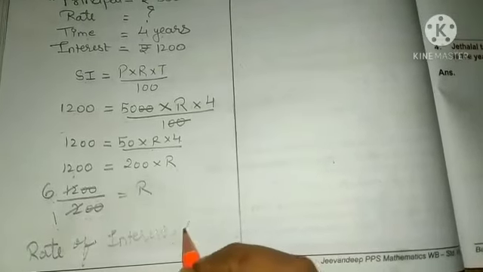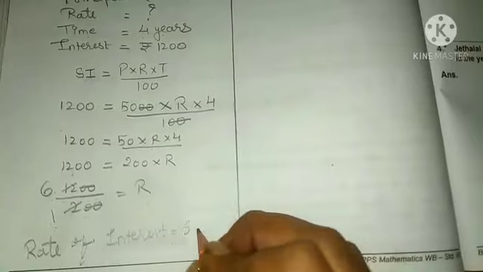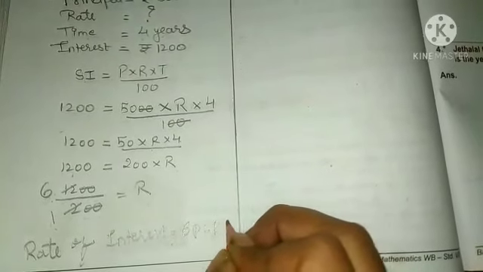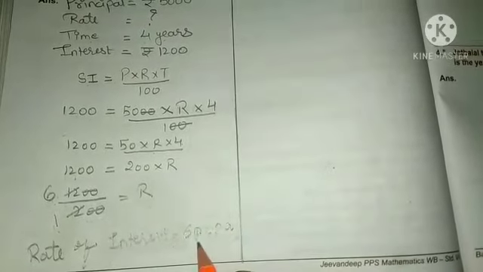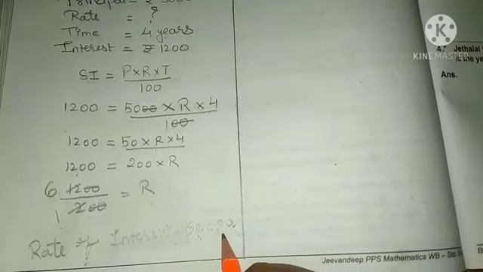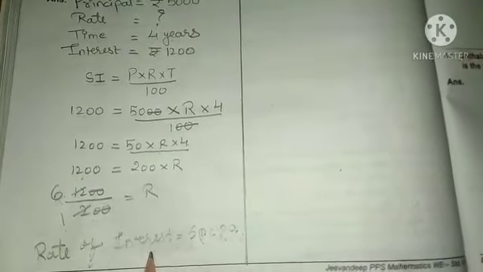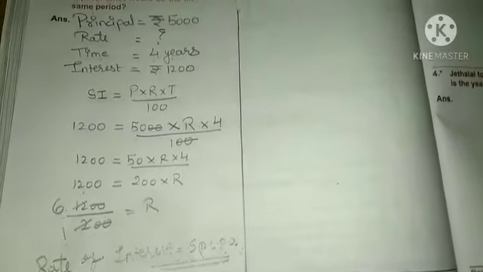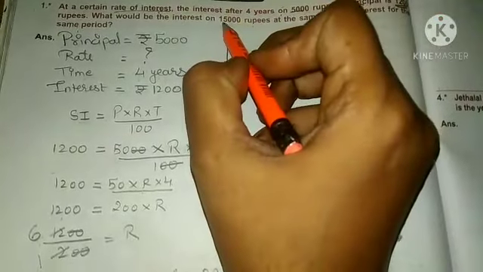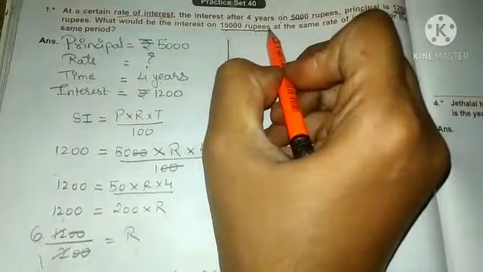Rate of interest will be 6% per annum. Clear everyone? PC means percent, P means per, and A means annum. Understood everyone? So we had found out the rate of interest. Now what we have to find out? We have to find out the interest on this 15,000 rupees.